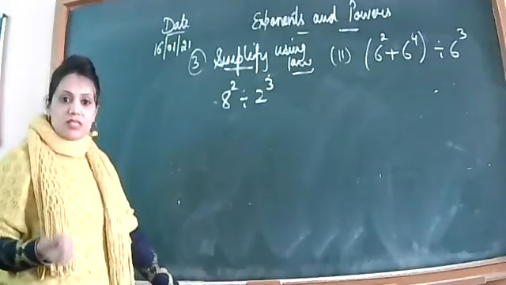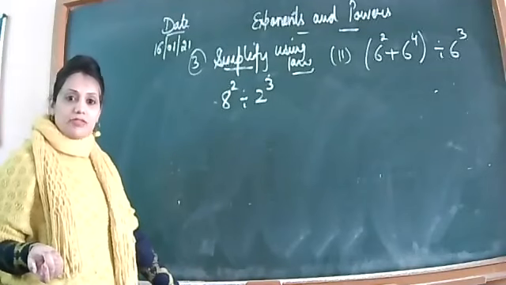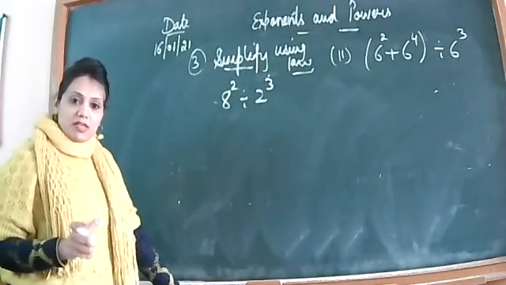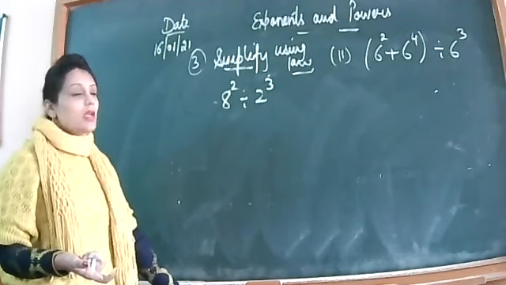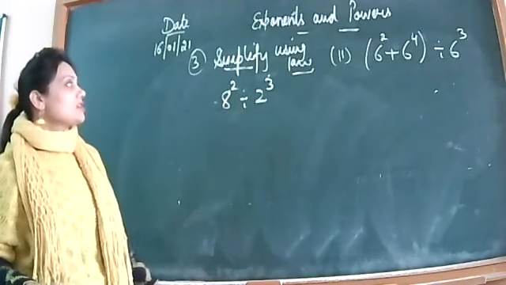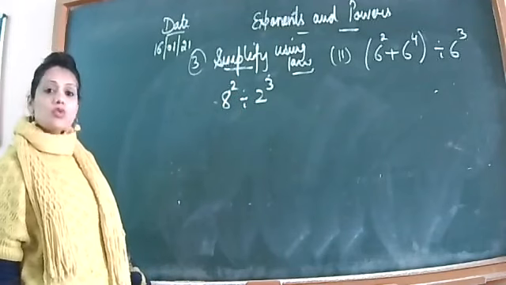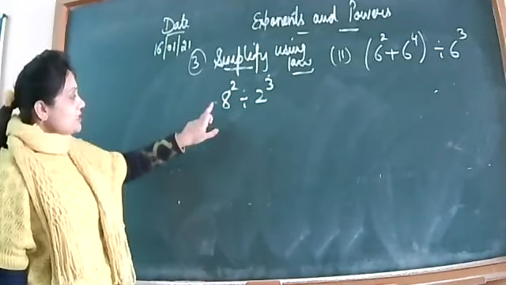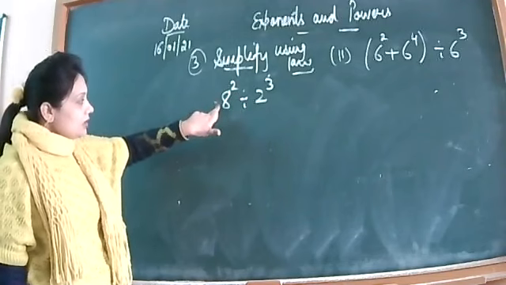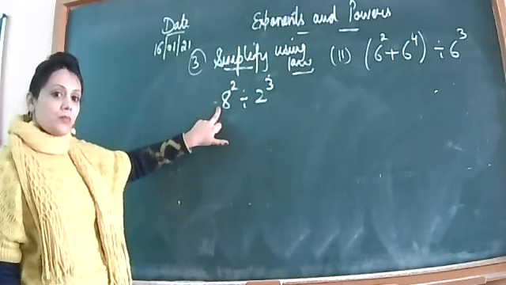Either the bases should be same and the powers different, or if the bases are different, then the powers should be the same. Here we are having no such case. Then what can be done? We have to solve it by using law. We can see that this 8 is divisible by 2.